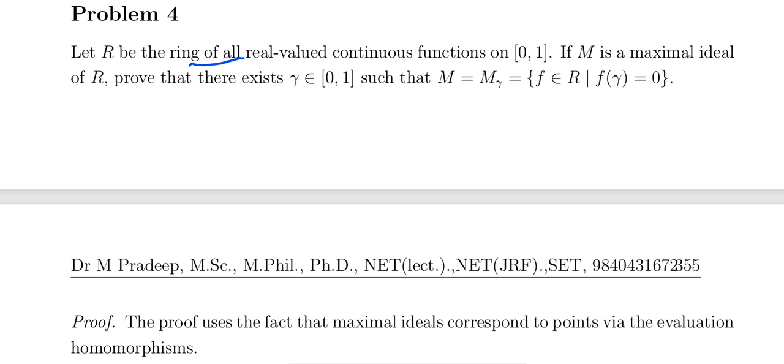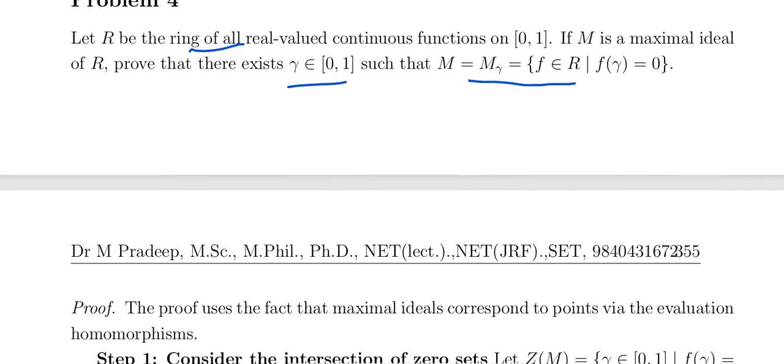Let R be the ring of all real valued continuous functions, and M a maximal ideal. Then there exists a gamma belonging to [0,1] such that M equals M gamma, the collection of f such that f of gamma equals 0. This is called the maximal ideal, already proved.